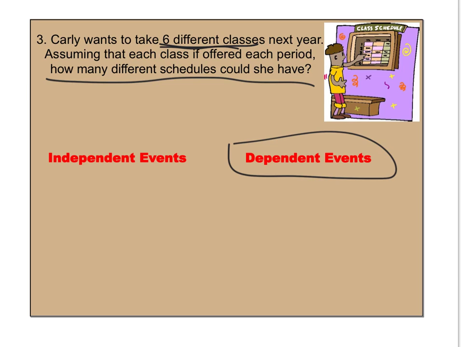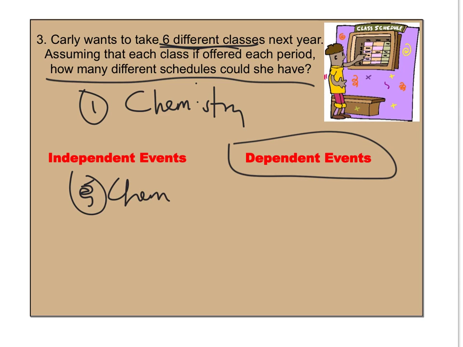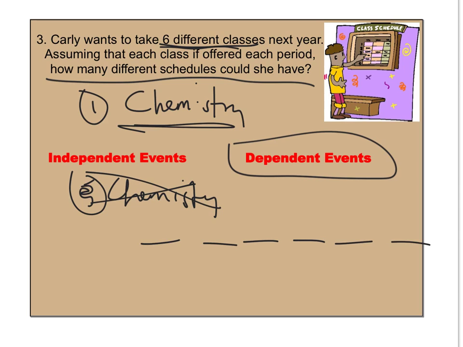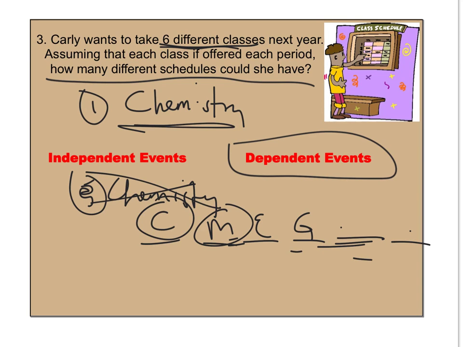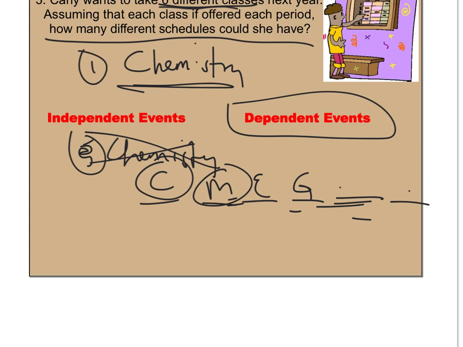If you're taking chemistry first hour, you're not going to sign up for chemistry 5th hour too. That doesn't make sense. You're not going to take chemistry 2 hours of the day. So it's dependent because the first event affects the second event. Say you sign up for chemistry first hour, then math second hour, then English third hour, then gym fourth hour, and so on. If I signed up for chemistry here, I'm not going to sign up for chemistry later. If I sign up for math here, I'm not going to sign up for math later. So my different options are dependent.